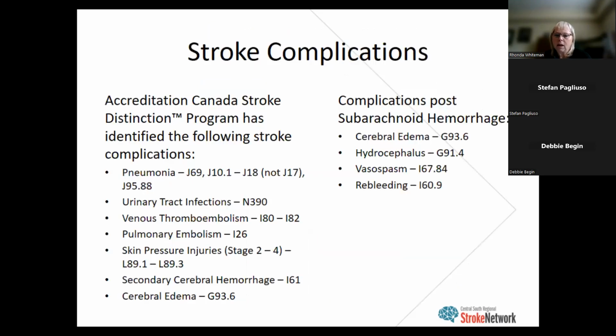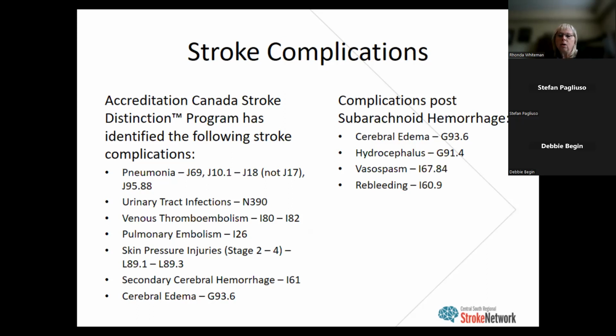When we look at complications post-stroke, Accreditation Canada Stroke Distinction has identified some common ones. Again, we know pneumonia, and you'll see the stroke codes there. Pneumonia, again, we're looking at anywhere for the risk of aspiration between 4 and 10%. Urinary tract infections, again, you can see the codes. The incidence of symptomatic urinary tract infections is anywhere between 5 to 27%. Venous thromboembolism, again, maybe as high as 10%, so it's important to track.